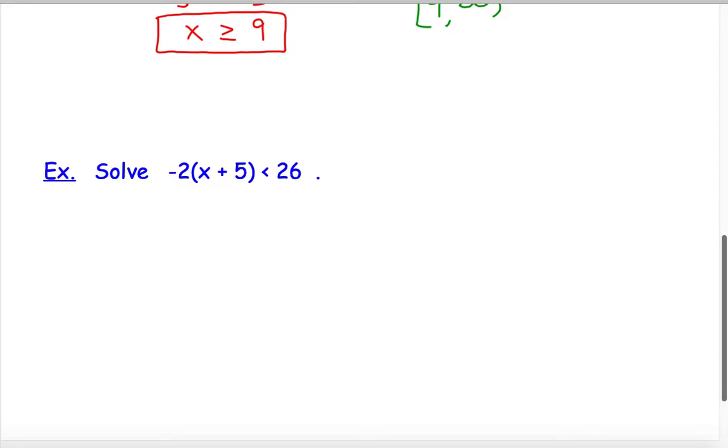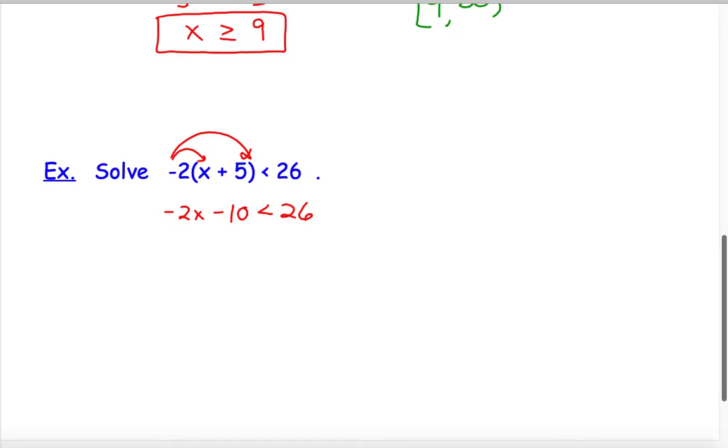Negative 2 times the quantity x plus 5 is less than 26. Now you're going to find, just like we did with equations, the more complicated the problem, usually there's more than one possible way to approach it. So most students would probably distribute the negative 2 before they start adding or subtracting and multiplying, dividing to both sides. So if I distribute that, I'm going to get a negative 2x plus a negative 10, or just minus 10, is less than 26. And now let's try and isolate the x.